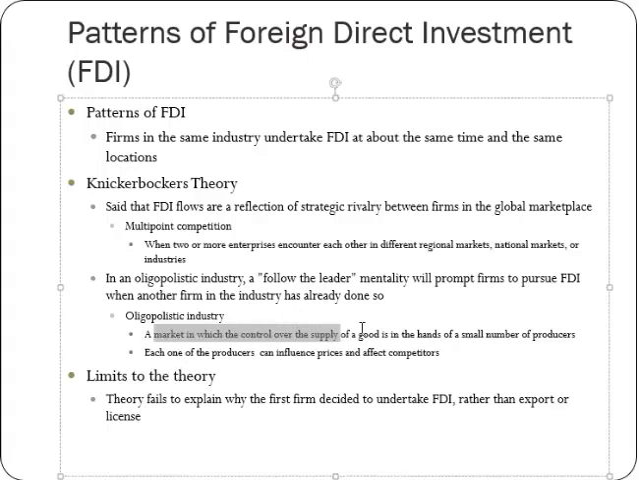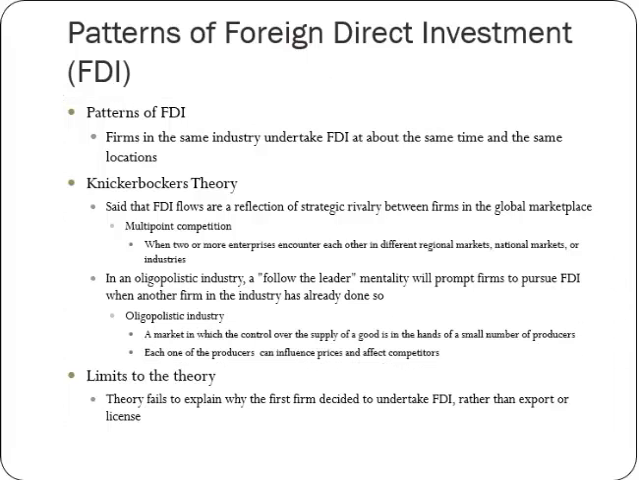The oligopolistic industry is where the market is controlled by a small number of producers, and when they go ahead, then others tend to do the same thing, and they compete directly for these foreign markets, because obviously none of these big players wants to be the last to go into a certain market and lose it.